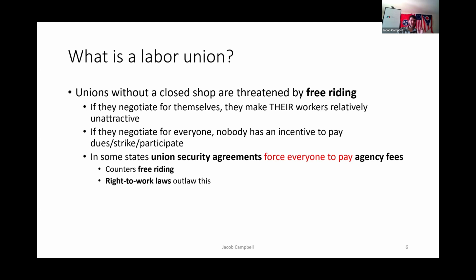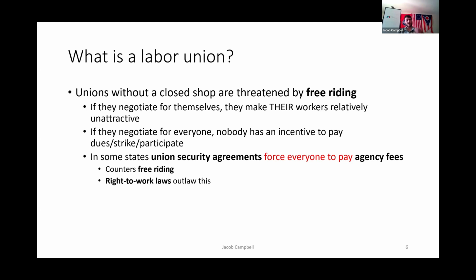And because of this, some states allow what's called union security agreements. The union and the employer come to an agreement with each other. They come to a contract that says, hey, we're providing a public good. We're providing a service that benefits all of the workers. And so we ought to be able to collect pay from all of the workers.